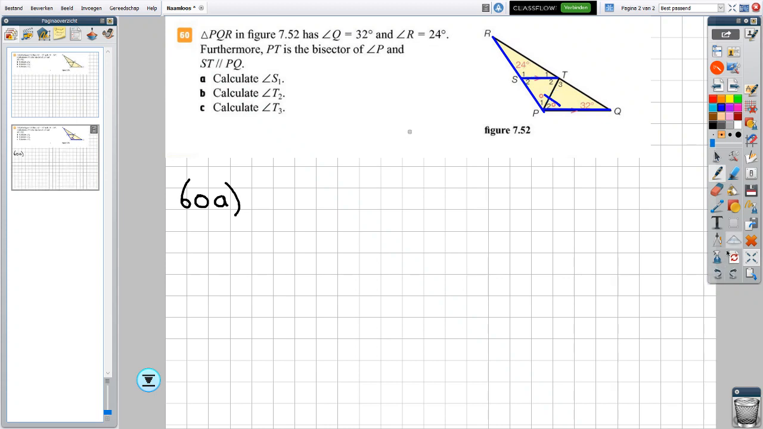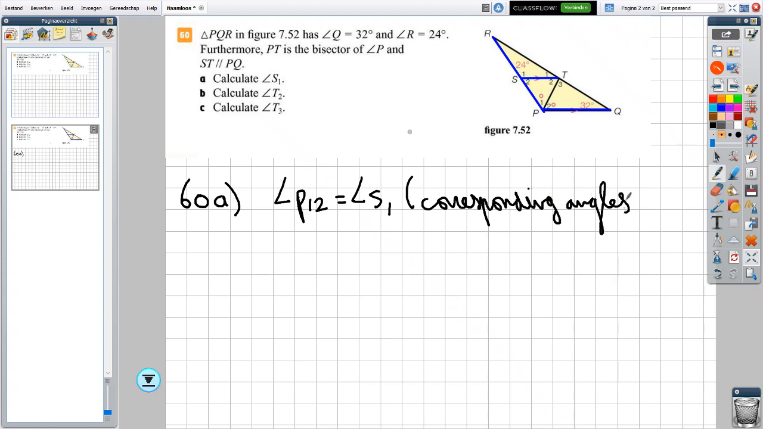So I can already write that down, right? If I don't want to forget that part, I could write down angle P12, so the whole angle of P, is going to be equal to angle S1. Why? Because of corresponding angles. But I don't know angle P12. But remember the first tip that I gave you guys. If you start out, take a look whether you can calculate angles using the angle sum of a triangle.